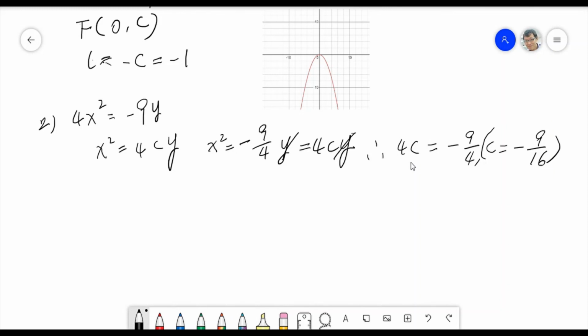So what's the focus? Focus is 0c, right? 0c, so which is 0, negative 9 over 16. Okay, what's the directrix? The directrix is y equals to negative c, right? So it is y equals 9 over 16. Okay, so we got it. So hope you understand this one.